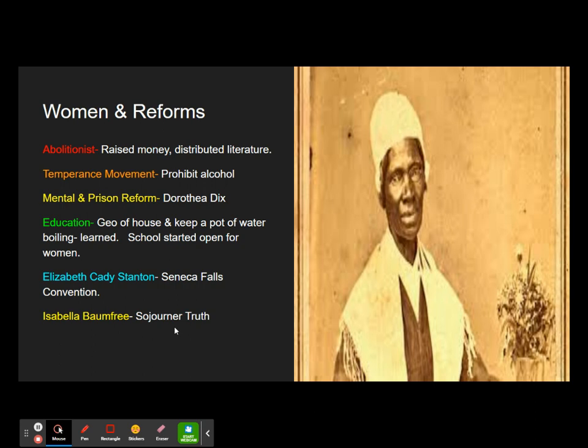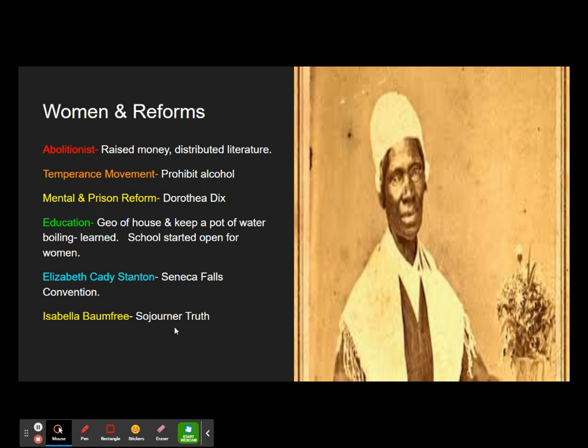Education, well, it's good if you're a man, a white man. Most women, if you knew the geography of your house, and I hate to put it like that, but if you can keep a pot of water boiling, you were learned, right? School did start opening up for women, but it's going to be later on. First, we had to have some movement. I mean, some women to fight for this.